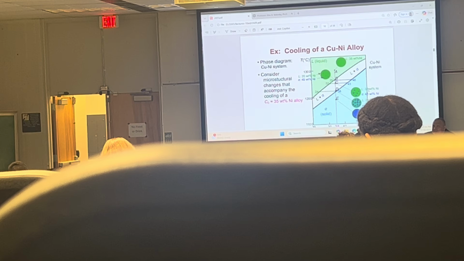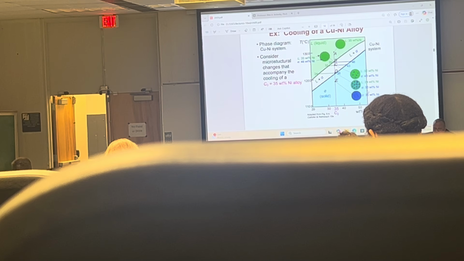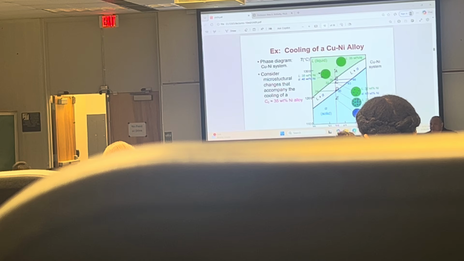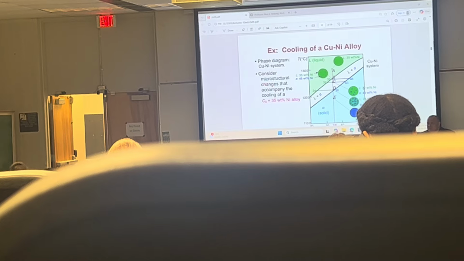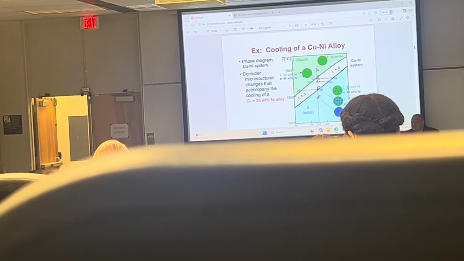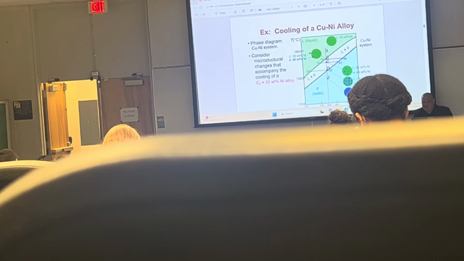By the way, what's the rest? What are we looking at here? What's the alloy? Copper nickel. So, if there's 32% nickel, how much copper is there? 68. You get that? Okay.